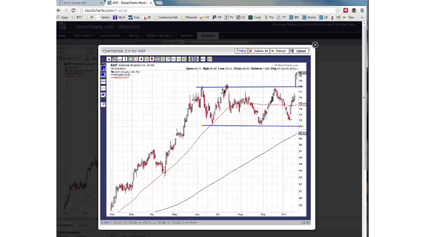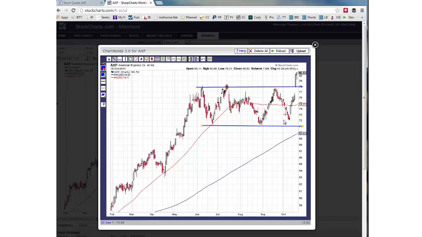When a move within a rectangle does not come all the way down to support, but instead reverses back to the upside, that's a bullish sign, and you can anticipate the breakout by getting on board somewhere around here, 73, maybe 74, 74.50, toward the close of that reversal day. There are other techniques you can use to get on board early before a breakout, but that's one of the best, one of the easiest ones to trade.